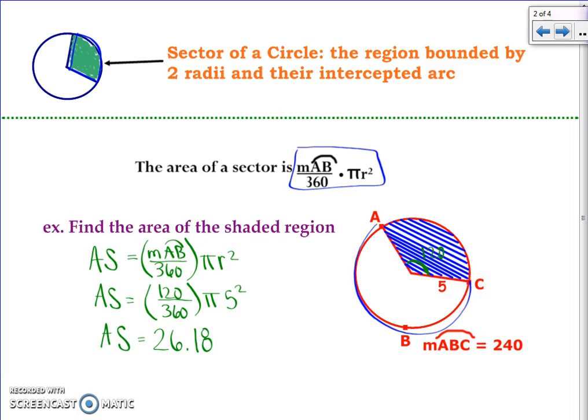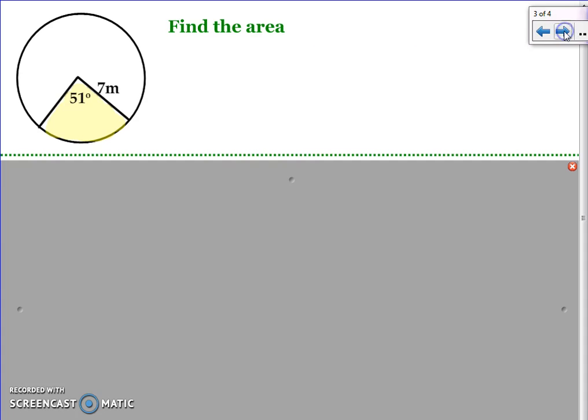So it's pretty similar to yesterday's formula. We just have to be making sure that we have our 3 lines of work so it's clear to see what direction you're going. Wait, what is AS? Area of the sector. All right. So let's do this one. Same thing. Area of the sector. Measure of the arc over 360 pi r squared.